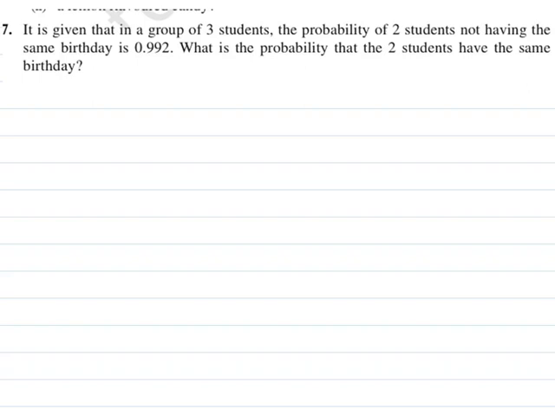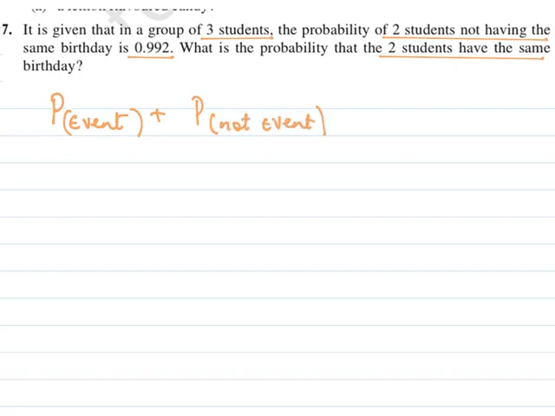It is given that in a group of 3 students, the probability of 2 students not having the same birthday is 0.992. What is the probability that the 2 students have the same birthday? We know the probability of an event plus the probability of not having that event is always equal to 1. Now in this case, the probability of the event is 0.992. So what is the probability of not having that event? Let's check up on that.